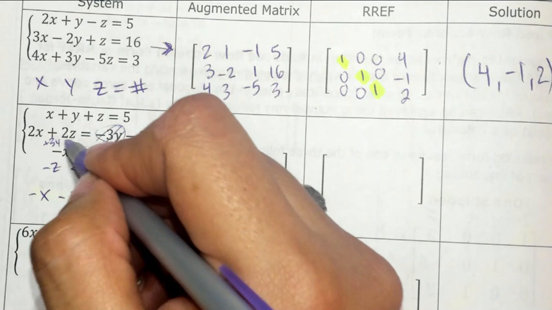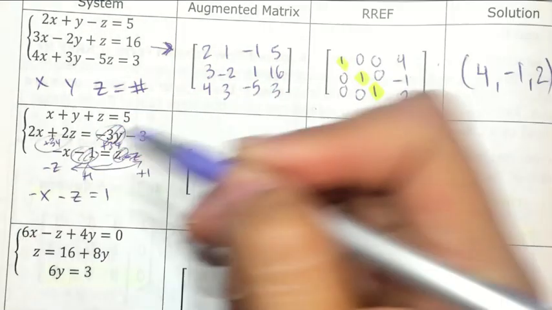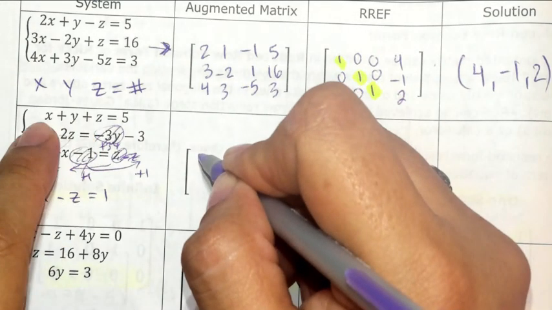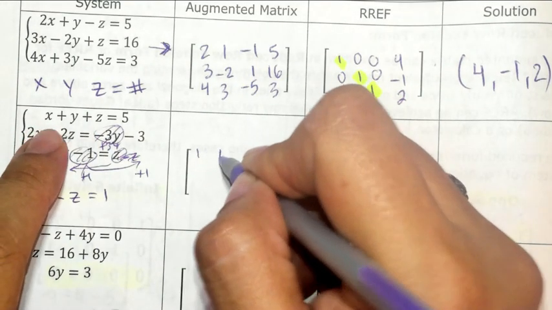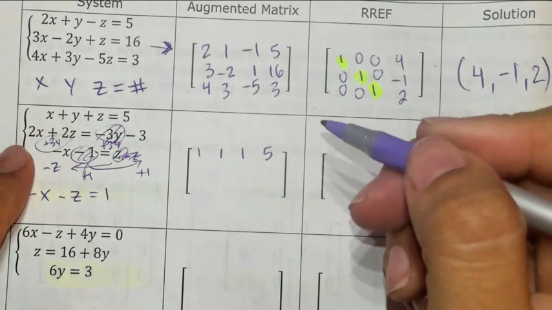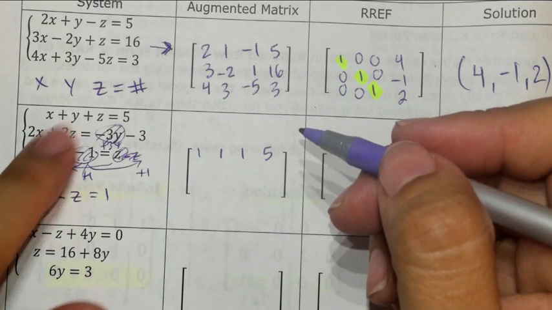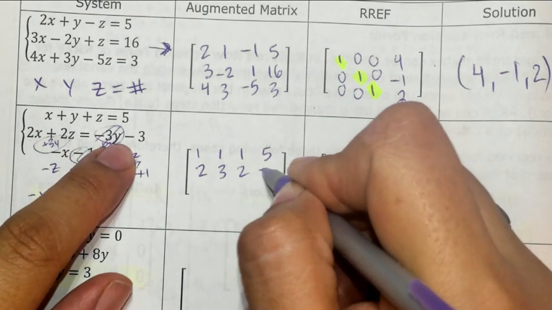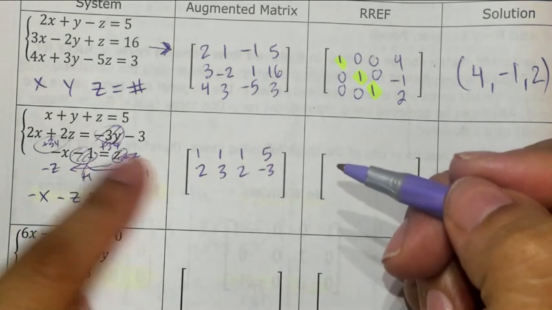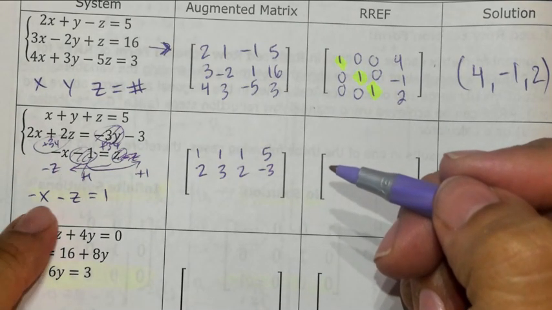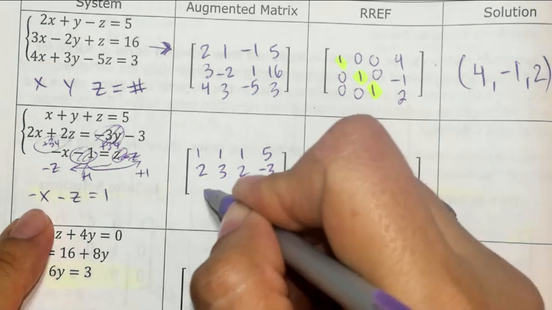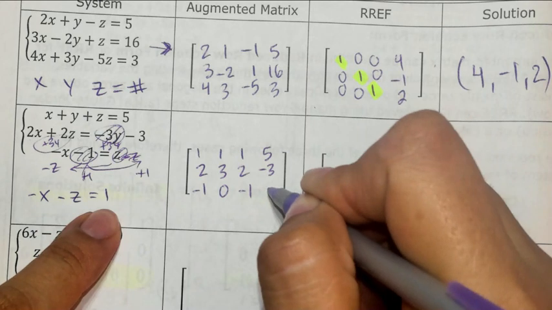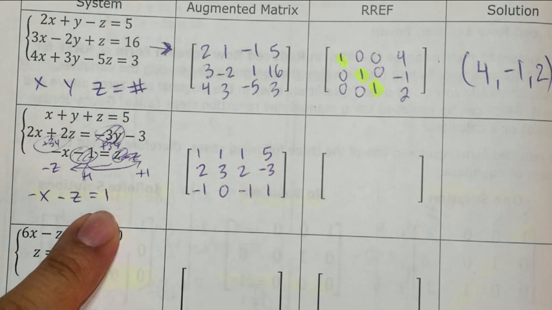So on the top, remember we moved the 3y to the other side and it became positive 3y. All right, so the first row is xyz equals 5, so 1, 1, 1, 5. The second one is xyz, so 2, 3, 2, and then -3. And then the last one, we rearranged it and it looks like -x, z equals 1. So -1, 0 for the y, -1 for the z, +1 for the constant.